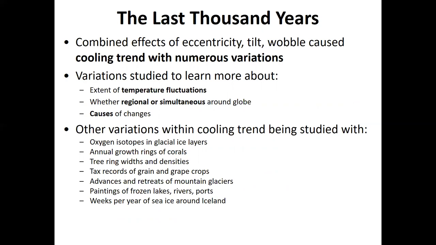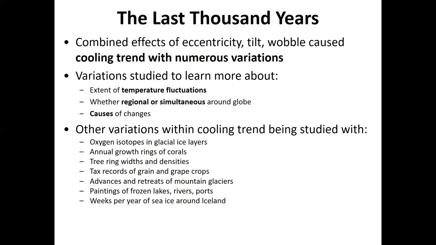So in the last 1,000 years, the combined effects of the eccentricity, tilt, and wobble have caused a cooling trend with several variations. And so the astronomical factors that influence our climate would normally result in a cooling of the climate. The variations are studied to learn more about the extent of temperature fluctuations, whether they're regional or simultaneous around the globe, and what some causes of these changes are.